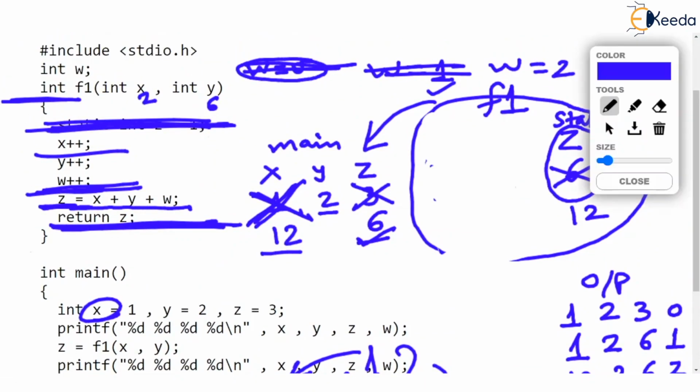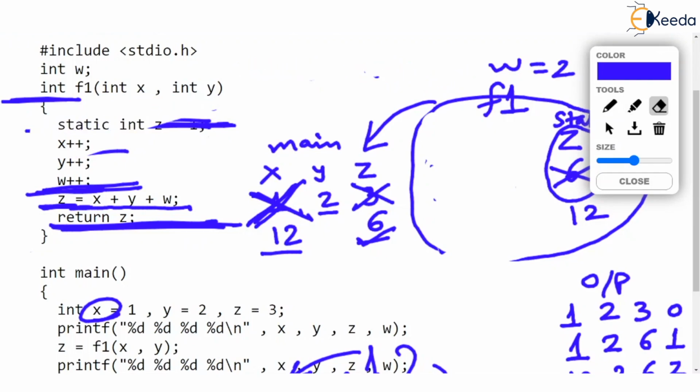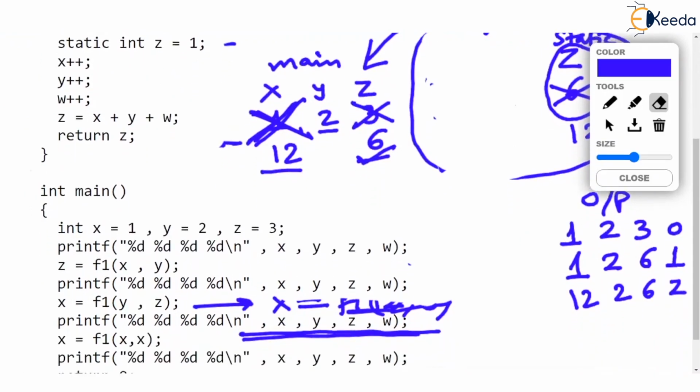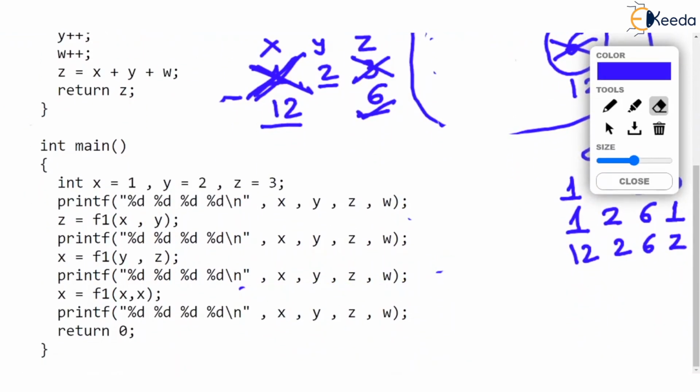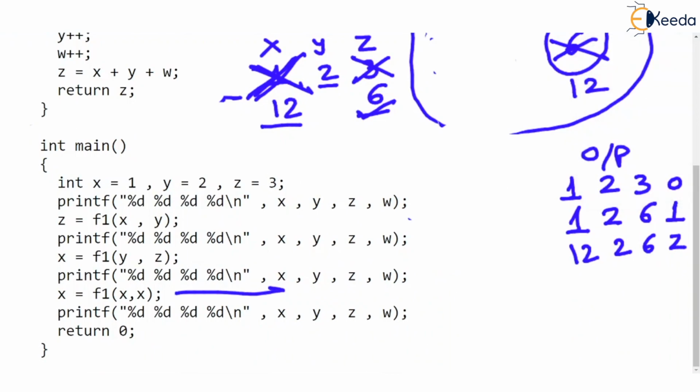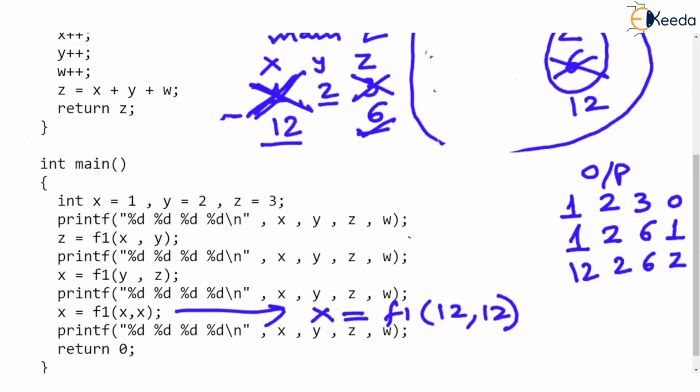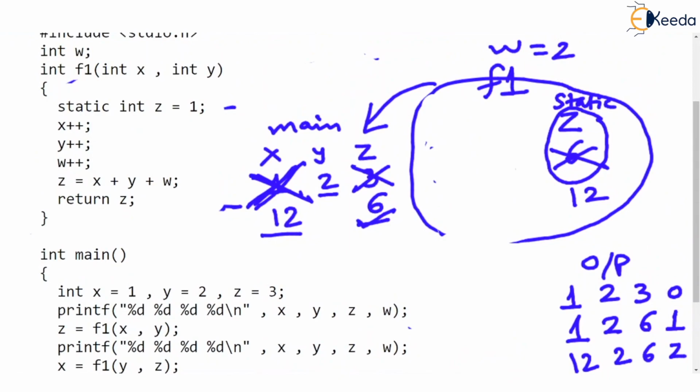Okay. So are we ready for the next call? Here we go. Let me update. Let me clean a few things. So what do you say about the last call in the main here? This line is X should become equal to call to F1, pass X is 12, pass X again, value of X, which is 12. So when F1 function starts, local parameter X is 12, local parameter Y is 12, and static Z is not declared again because static Z is 12.